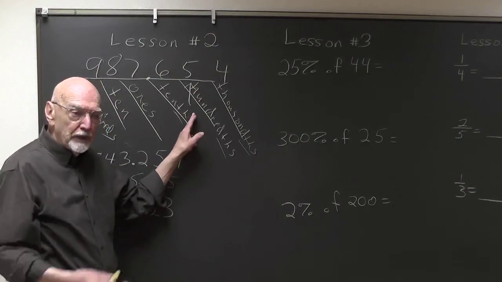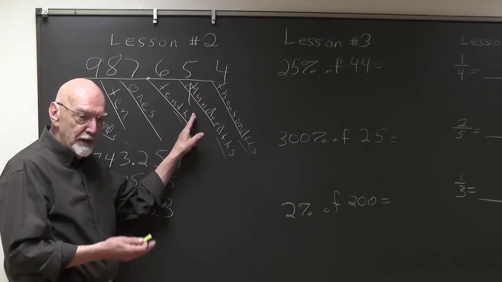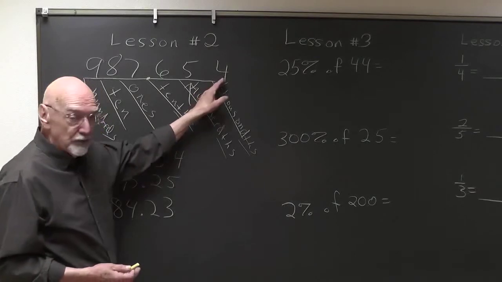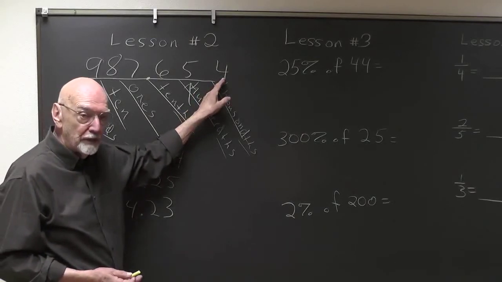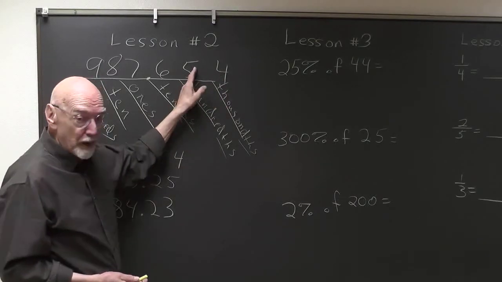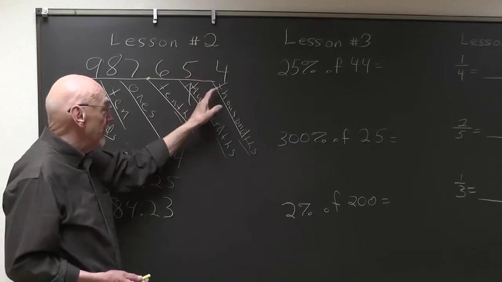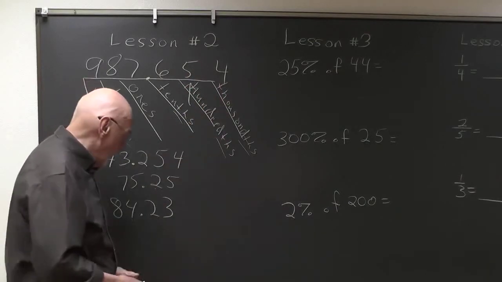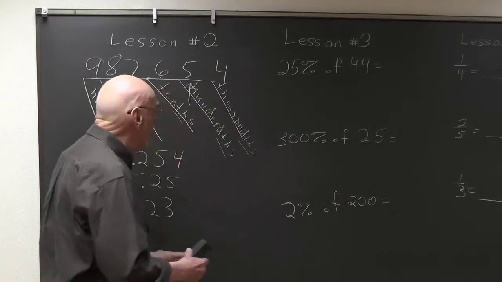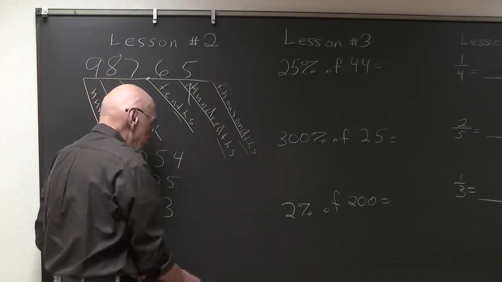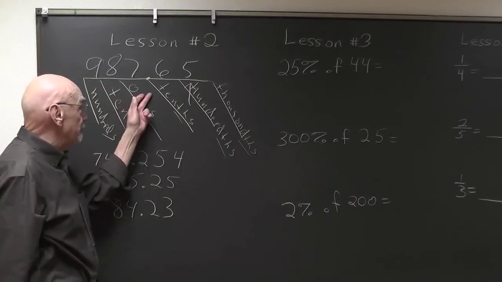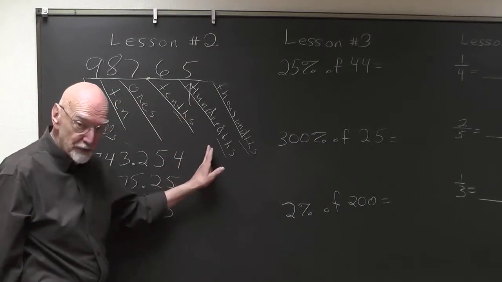Now, how do we know whether to leave it alone as a 5 or to raise it to a 6? We always look to the digit to the right of the one to which we're going to round off. If it's 5 or more, we raise this by 1. We would change it to a 6. If it's a 1, 2, 3, or 4, we just drop it. We don't need to include it anymore. We just drop that, and rounding off to hundredths, this would be 987 and 65 hundredths.